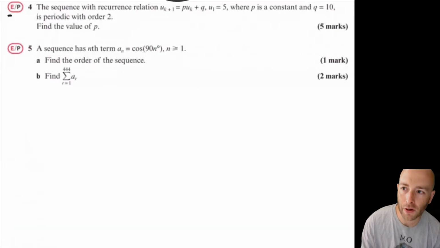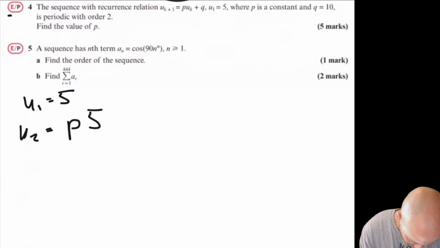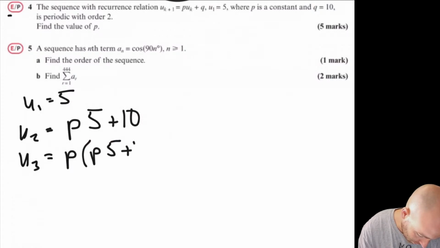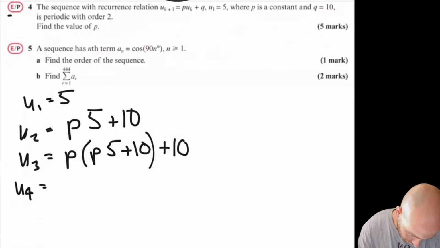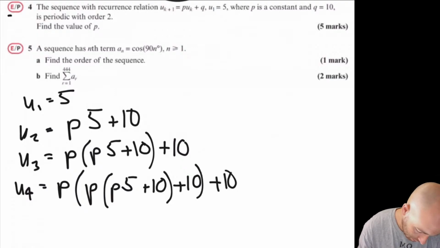So we're going to find the first few terms there. We know the first term is 5. U2 will be P times U1, so P times 5, plus Q, and we know Q is 10, so plus 10. The third term is going to be the second term times P, so P times (5P plus 10), and then plus a 10 on the end. And then U4 is going to be all that times P plus 10, so P times (P times 5 plus 10 plus 10) plus 10.